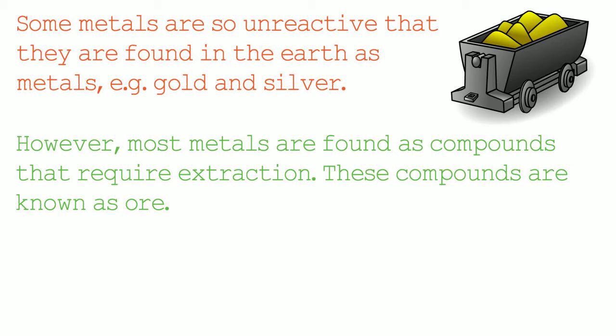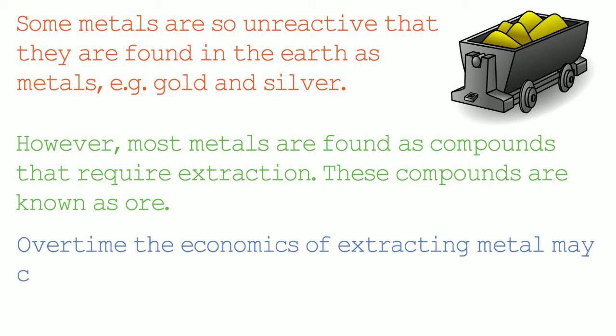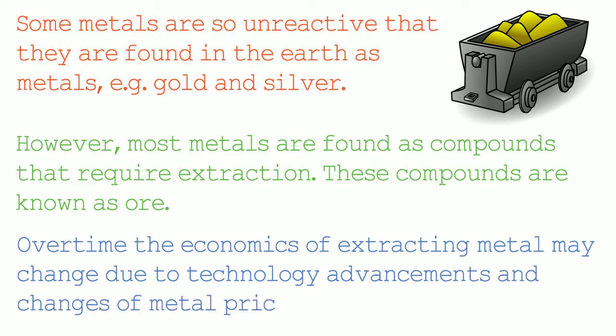Ores are mined from the ground and must contain enough metal to make it economically worthwhile extracting. Over time, the economics of extracting metal may change as technology advances, making it cheaper to extract metals from ores. This may make it financially viable to extract metal from ores with a lower concentration of metal. Also, if the price of the metal was to increase, it would make it viable to extract metals from ores with less of the metal in.